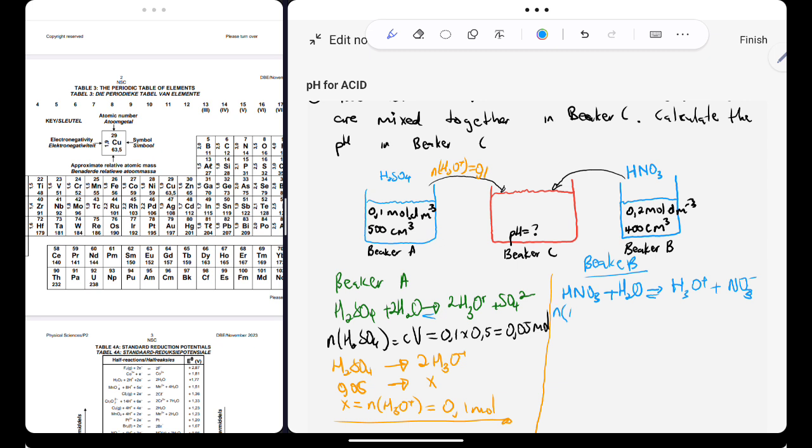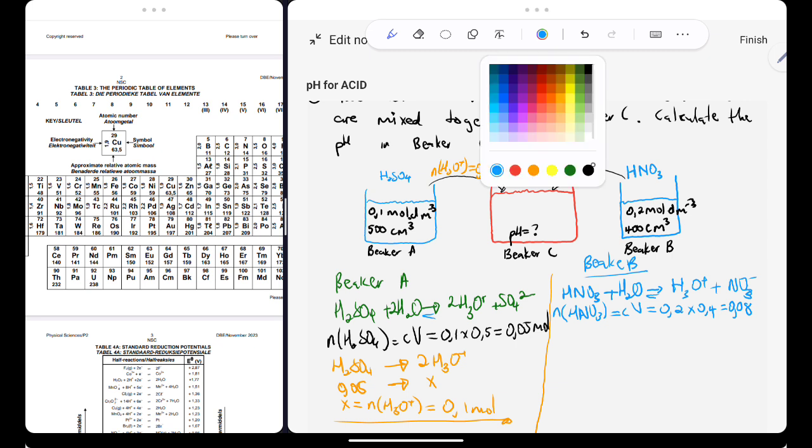I can calculate the number of moles of my nitric acid. It's simply concentration multiplied by volume. I have 0.2 multiplied by 0.4. I'll simply get 0.08. Let me confirm. 0.2 times 0.4. Yes, that's 0.08 moles.